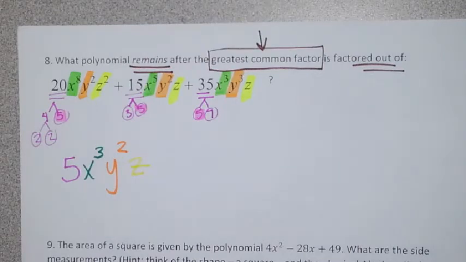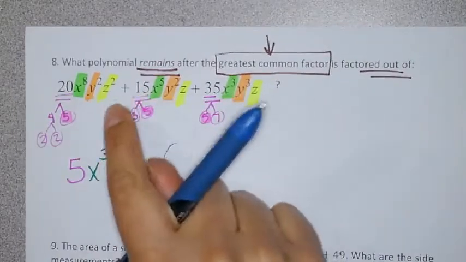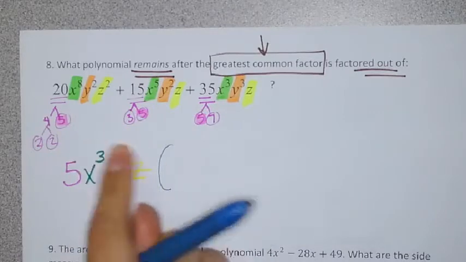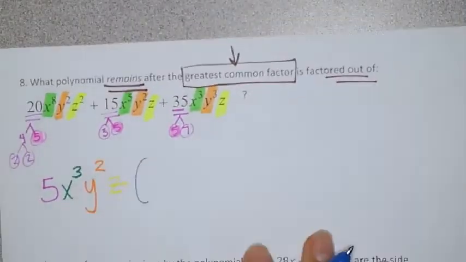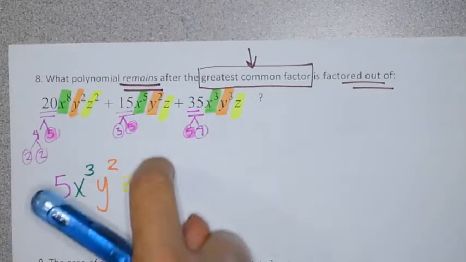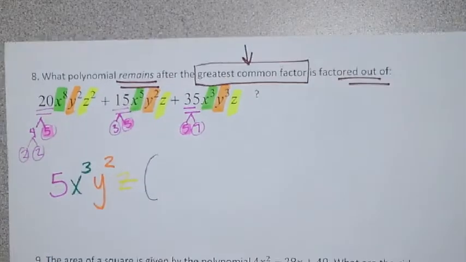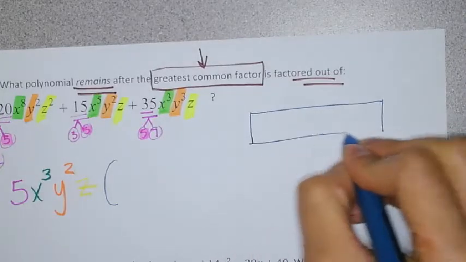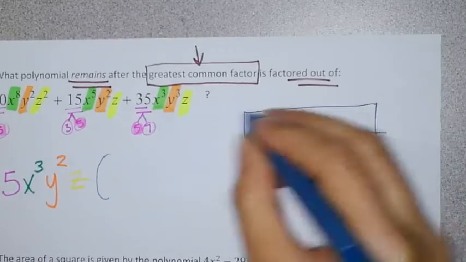Now I can do my remaining polynomial. This is what's left over after I have divided or factored out this GCF. You can do this several ways. Some of you, I've seen you do it just by saying, 5 times what gives me 20, it's 4, and then subtracting the letters. You can do that, okay? You can also do it by the box method, where you just do the reverse. You start with the original.